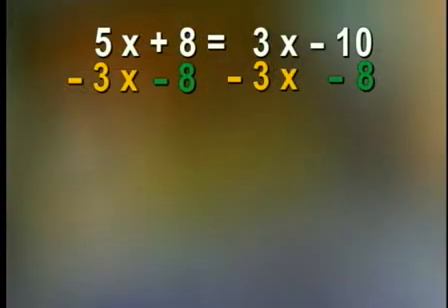So 5x minus 3x, that is 5x's, take away 3x's, gives me 2x. And 8 minus 8, of course, is 0. And on the right side, 3x minus 3x is 0. And minus 10 minus 8. Well, let's see. Subtracting 8. Well, if the minus sign means subtract, then the 8 must be positive.